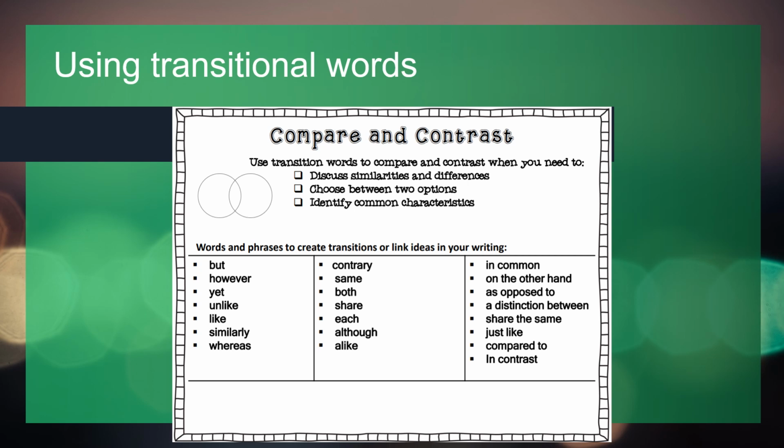You can use other transitional words too. You can use but, however, yet, unlike, like, similarly, whereas, contrary, same, both, share, each, although, alike, in common, on the other hand, as opposed to, distinction between, share the same, just like, compared to, in contrast. You can use other words like after, because, however, before. It depends on the style and the ideas that you're using in your writing.